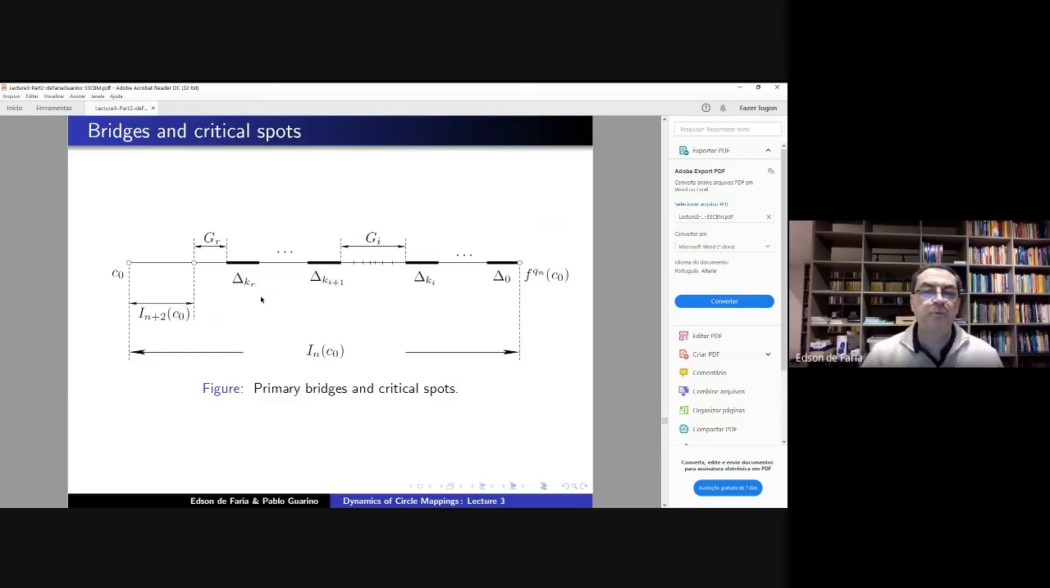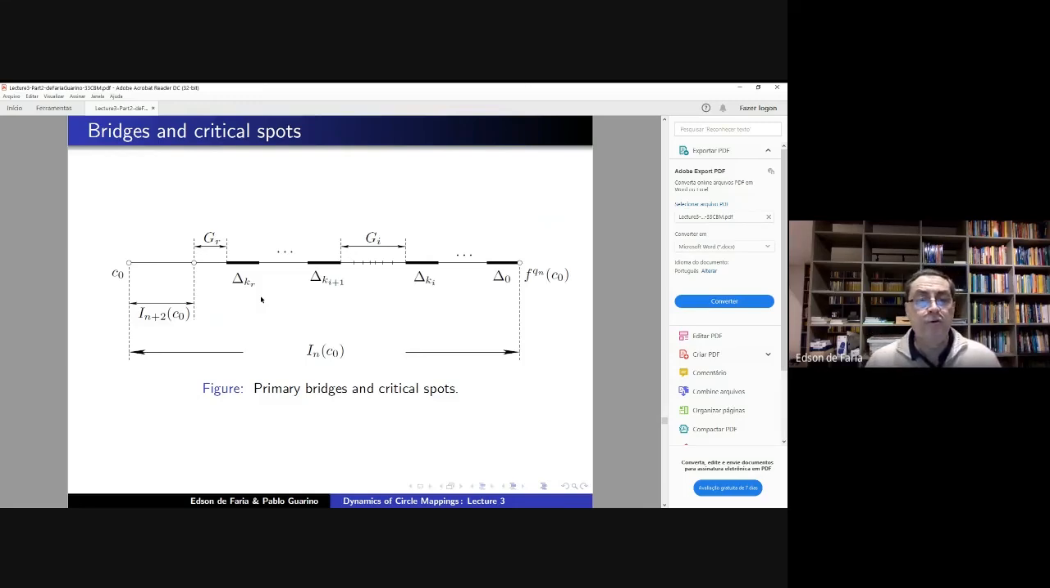Okay, so these are critical spots. And in between them, you have bridges, these G sub i's, they're bridges. And the number of bridges is bounded. The number of critical spots is also bounded at each level, okay? These bridges are called primary just because they are inside a first return interval I sub n.